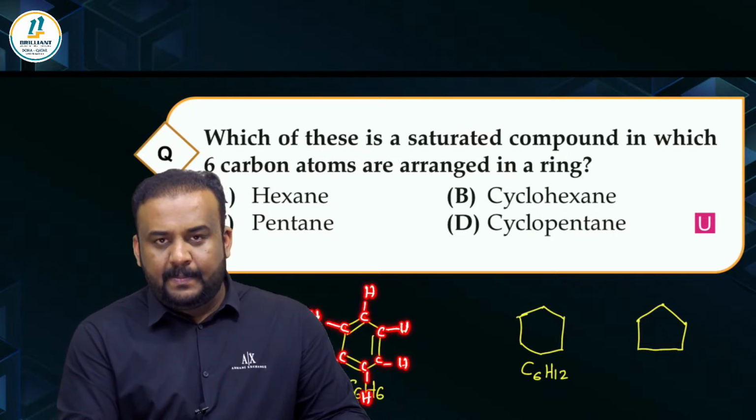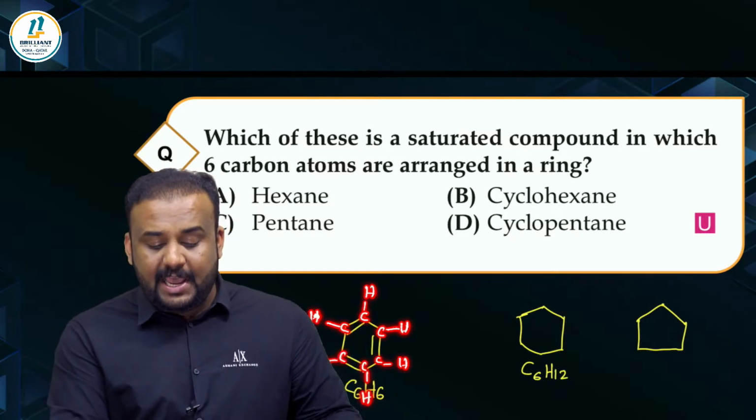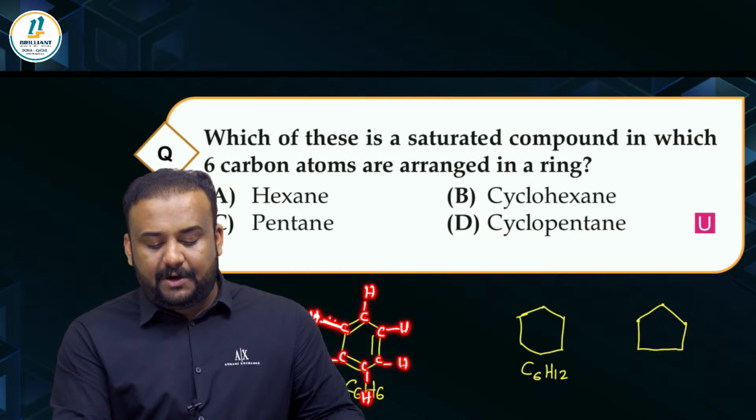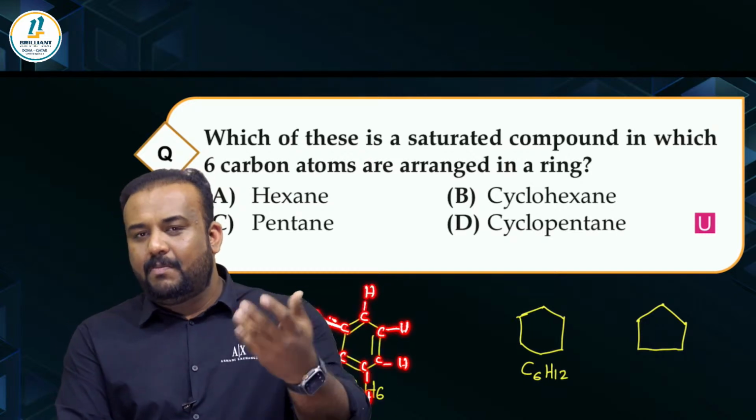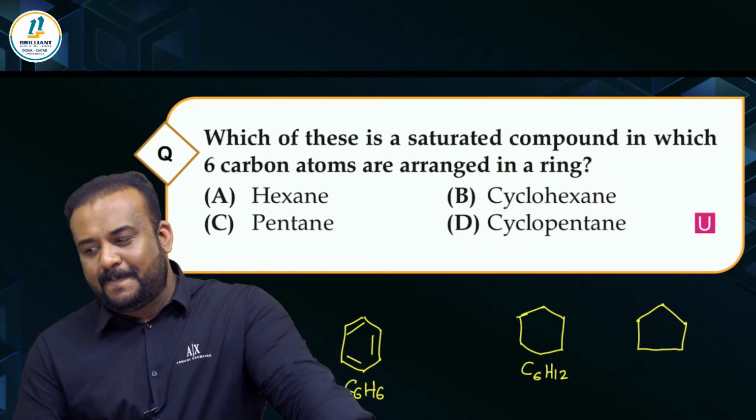Clear? Sometimes if they ask you to draw the electron dot structure, that's again very easy. Each single bond is 2 electrons. So erase one bond, put 2 electrons. Finished. Is it clear to everyone?